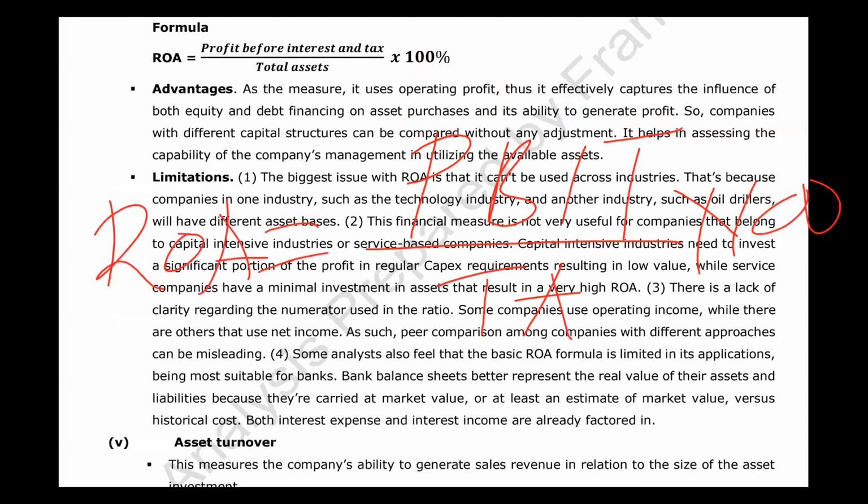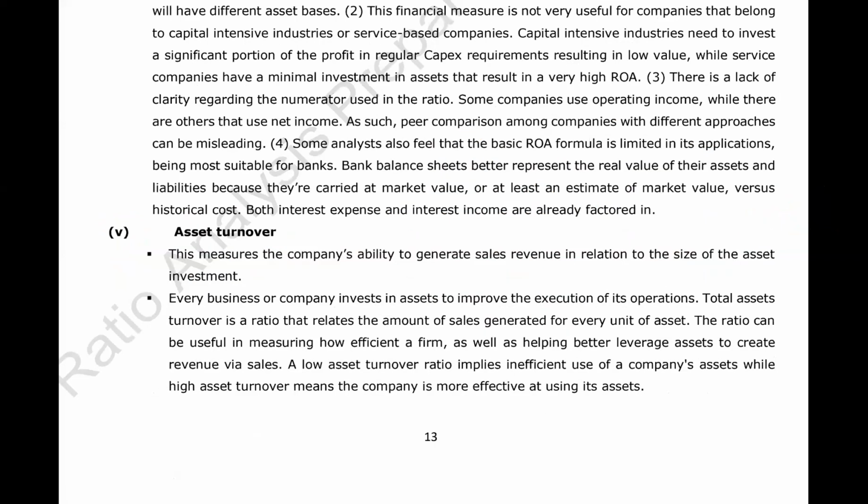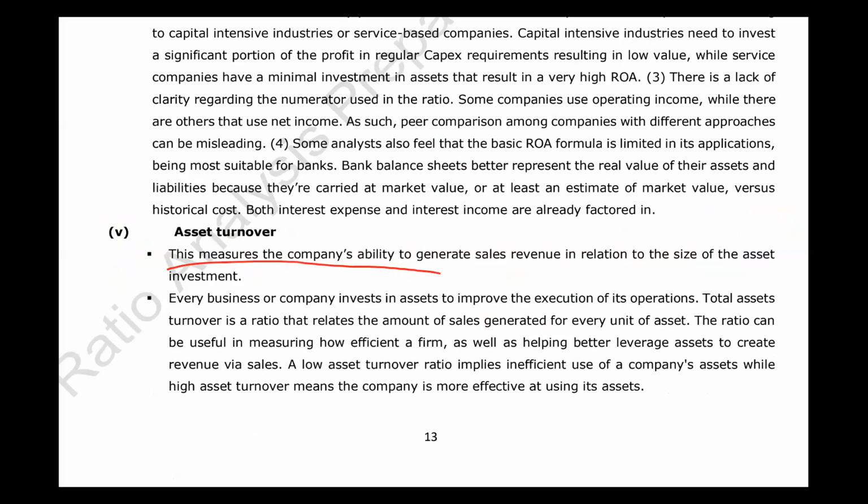So I've talked about the return on capital employed, return on what? On investments, isn't it? We've talked about also the return on assets. Very, very important ratios. They help us to measure the profitability of a company, how profitable the company is. There is another ratio that we call the asset turnover ratio. This one measures the ability of a company to generate sales revenue in relation to the size of the asset investment.